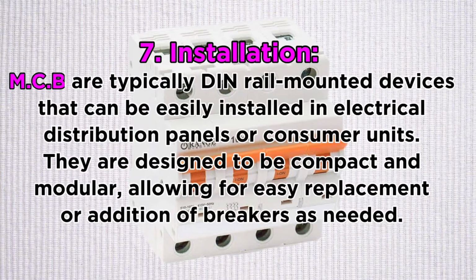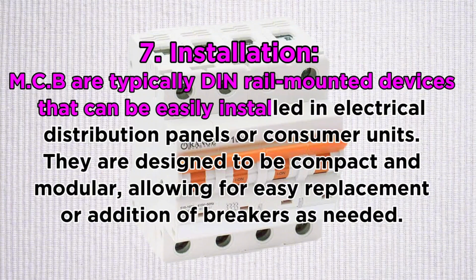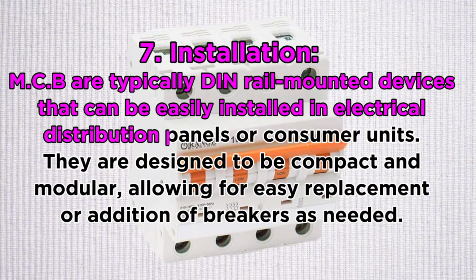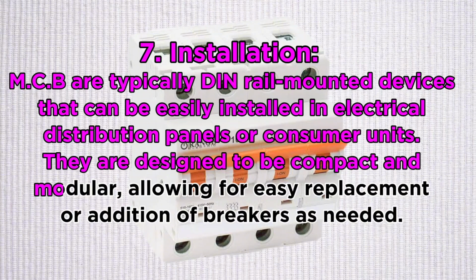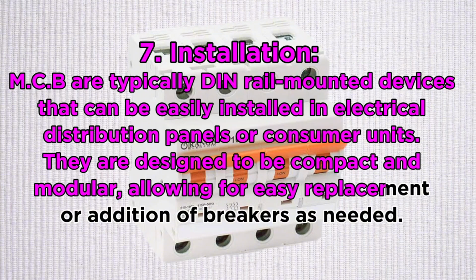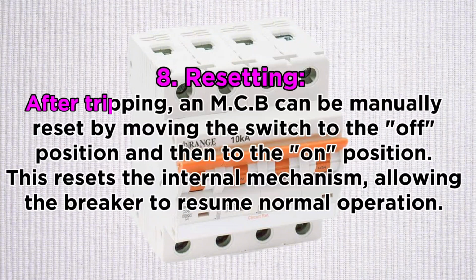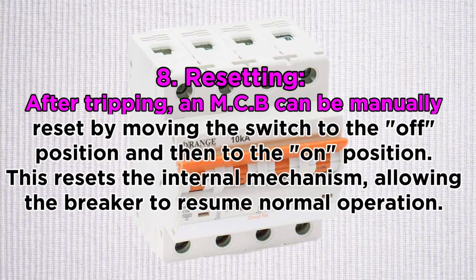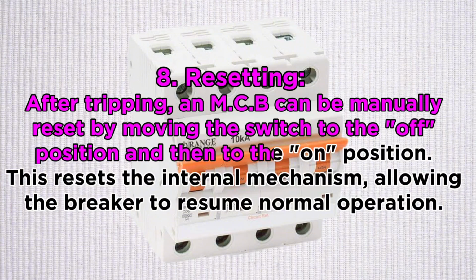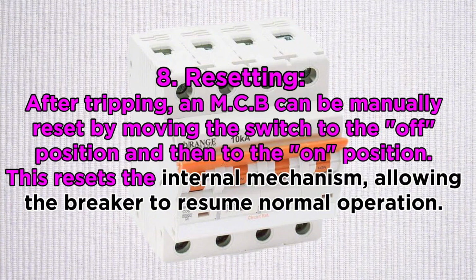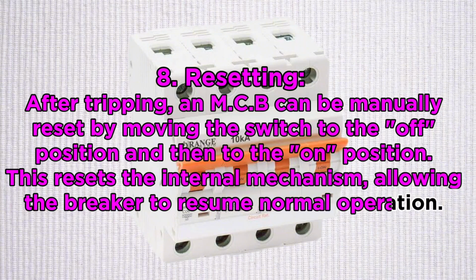7. Installation. MCBs are typically DIN rail-mounted devices that can be easily installed in electrical distribution panels or consumer units. They are designed to be compact and modular, allowing for easy replacement or addition of breakers as needed. 8. Resetting. After tripping, an MCB can be manually reset by moving the switch to the off position and then to the on position. This resets the internal mechanism, allowing the breaker to resume normal operation.